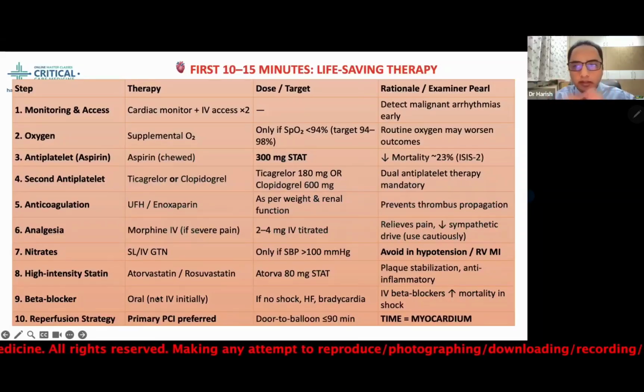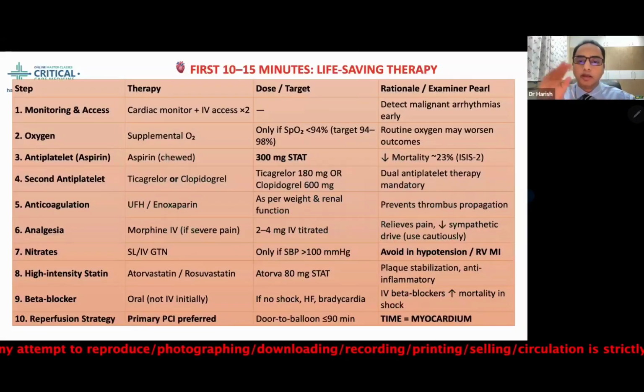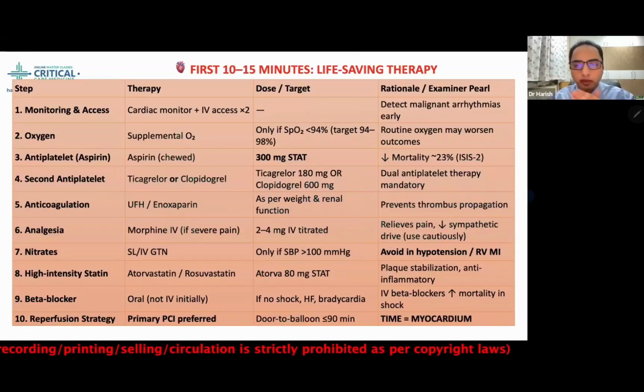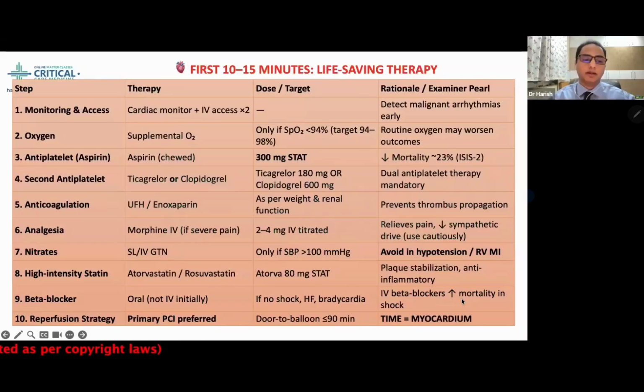Beta blockers only in selected patients. That too oral beta blocker, don't give IV. If you give IV, there is a precipitous fall in blood pressure. It should not be given when the patient is having shock or severe heart failure with hypotension or bradycardia. IV beta blockers increase the mortality in shock, so that is contraindicated. So reperfusion strategy, very, very important.